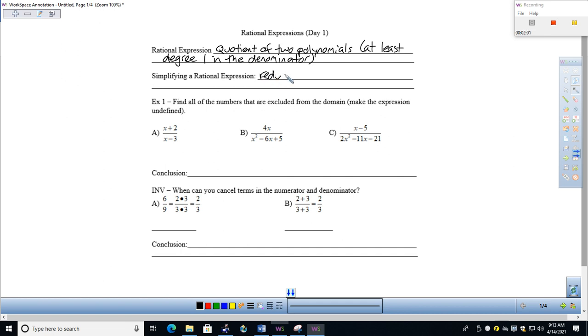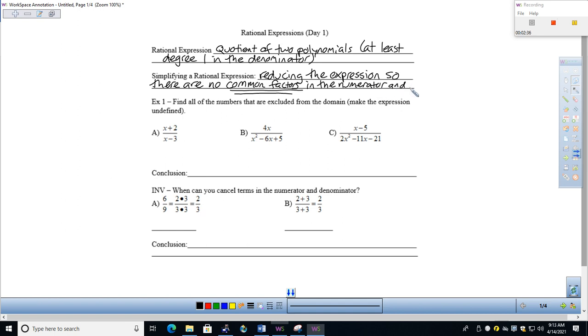So, and this is a big conceptual piece for us. So we're going to be reducing the expression so there are no, and here's the key buzzword, common factors. In fact, let's underline both of them. So no common factors in the numerator and denominator. That's how we know it's reduced.